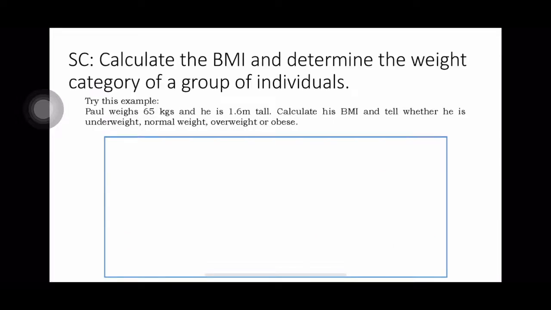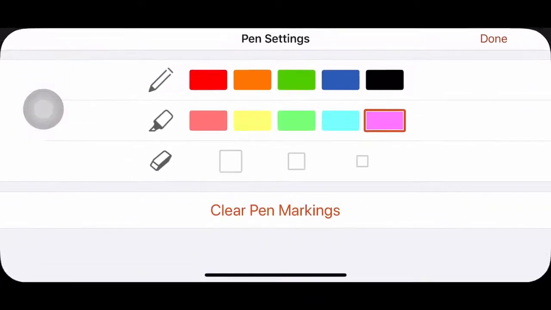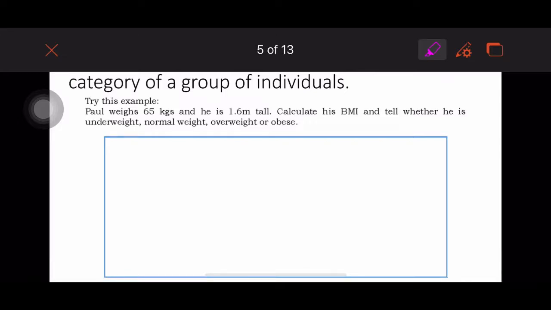Now, try this example. For you to try this example, you have to have your calculator and use the formula: BMI is equal to weight divided by height times height. You have to determine whether Paul is overweight, underweight, normal weight, and so on. Pause this video because I'm going to be solving it also. Before I solve it, you have to pause and solve it on your own and compare whether we get the same BMI for Paul. I'm going to solve it now.